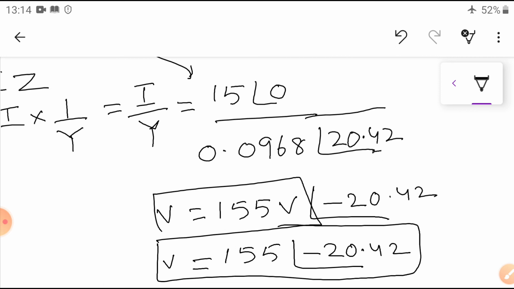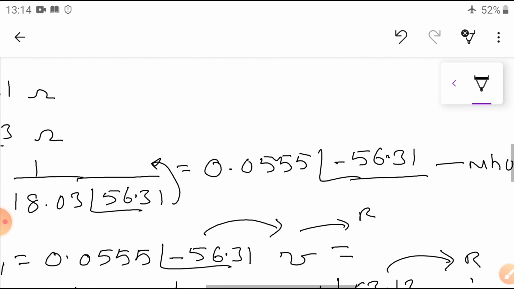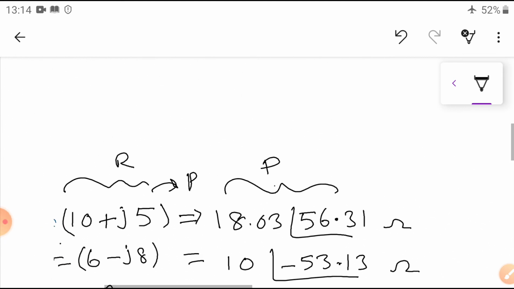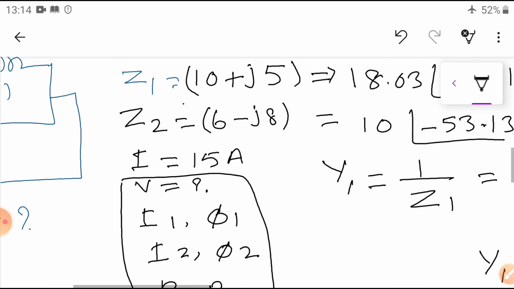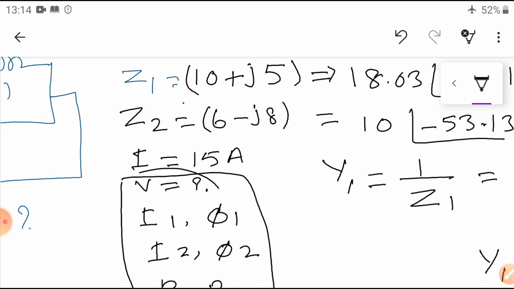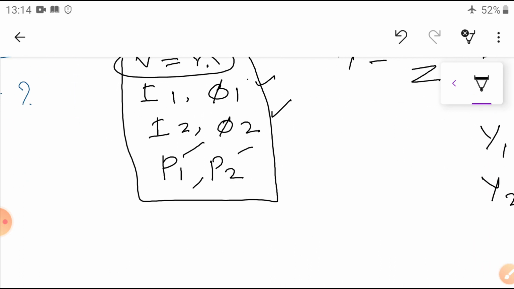Okay, supply voltage we found it. So what is asked? What are the required values? So voltage we calculated. Similarly, I1, I2 and P1 and P2 I am going to calculate. Okay, let us calculate this one.